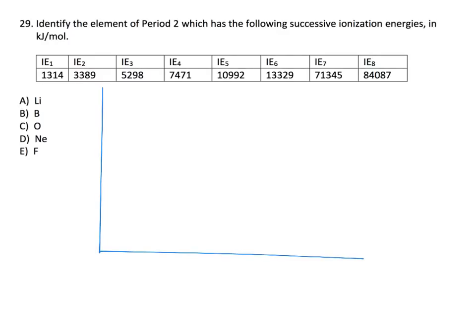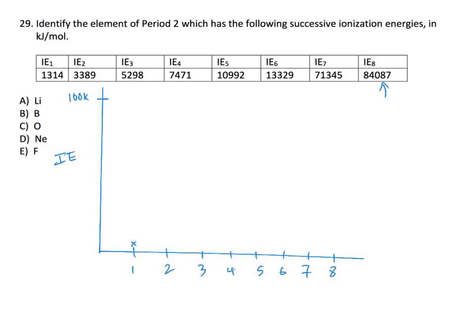this is going to be the ionization energy on the left, and this would be ionization energy 1, 2, 3, 4, 5, 6, 7, 8. And we want to plot this. Notice that the highest ionization energy in this list is around 84,000. So if we put our cap up here at maybe 100,000, we can start plotting these things. The first one, 1314, is very, very small on our scale. It's very close to the bottom.